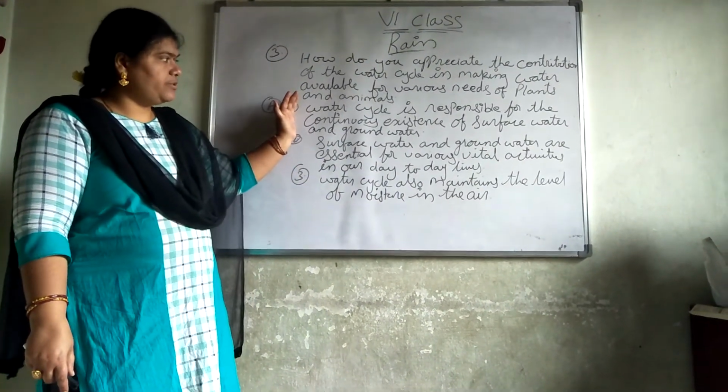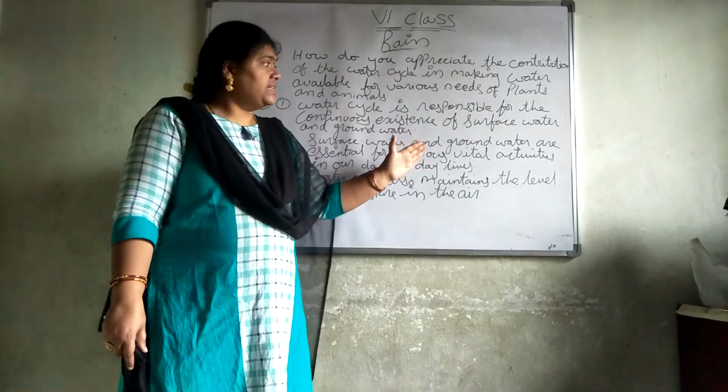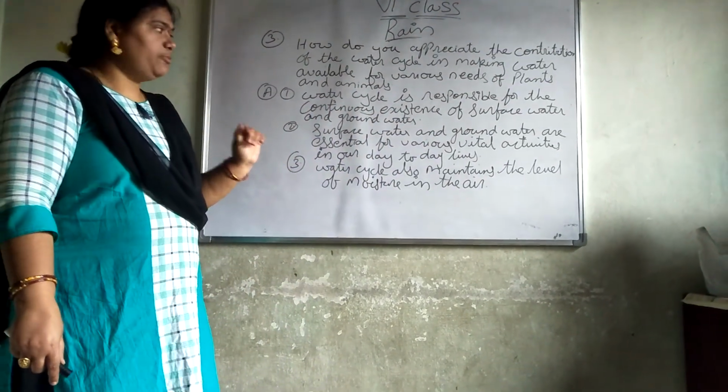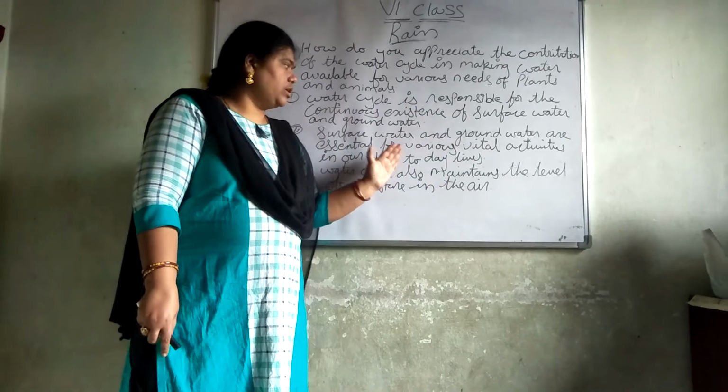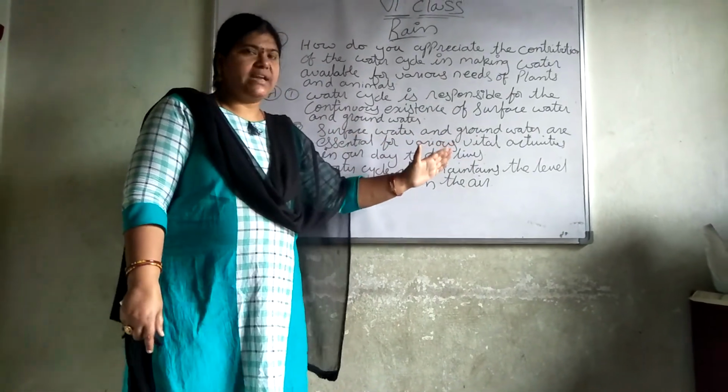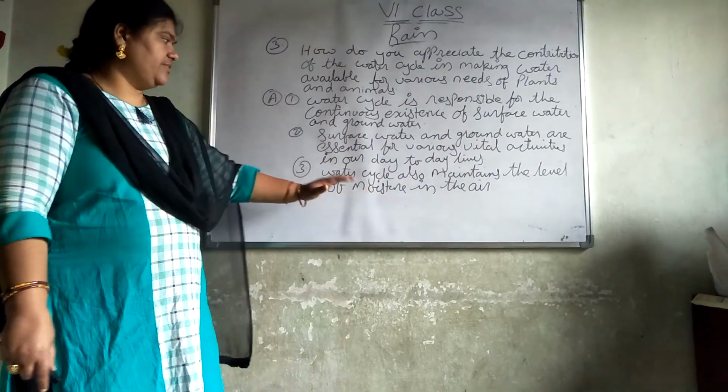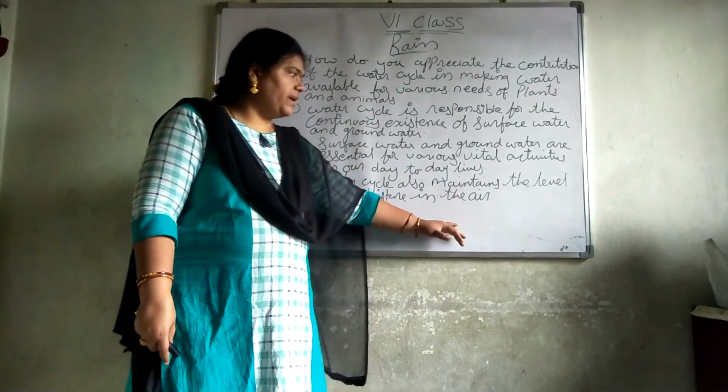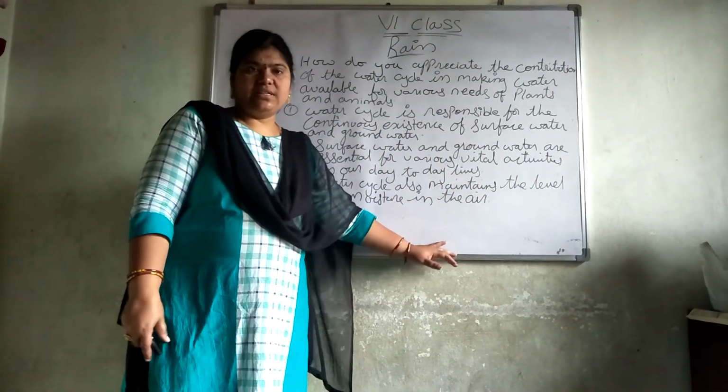Water cycle is responsible for the continuous existence of surface water and groundwater. Second point, surface water and groundwater are essential for various vital activities in our day-to-day life. Third one is water cycle also maintains the level of moisture in the air.